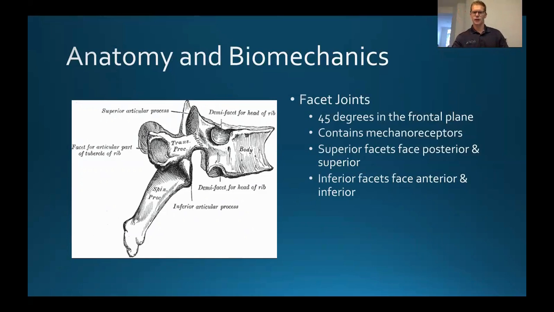In the cervical spine, the facet joints are going to face posterior and superior. The superior facet joint is going to face posterior and superior like this, and it's going to match the inferior facet, which is going to face anterior and inferior. So if you would look at a picture of a cervical facet, just know that how they face is really more in the posterior superior and anterior inferior directions.